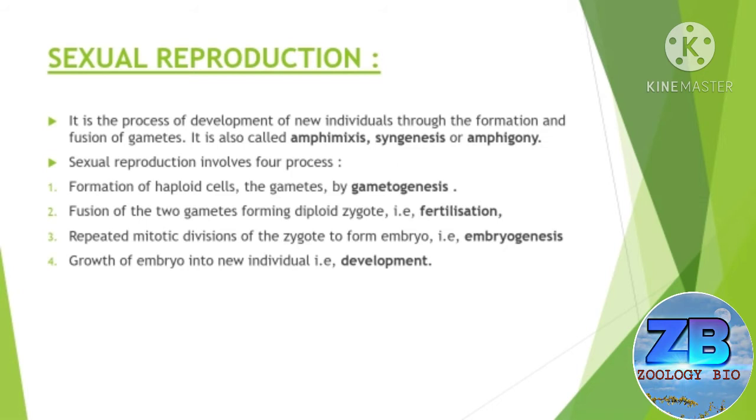The second one is fusion of two gametes forming diploid zygote, that is fertilization. The third one is repeated mitotic divisions of the zygote to form embryo, that is embryogenesis. And the fourth one is growth of embryo into new individuals, that is development.